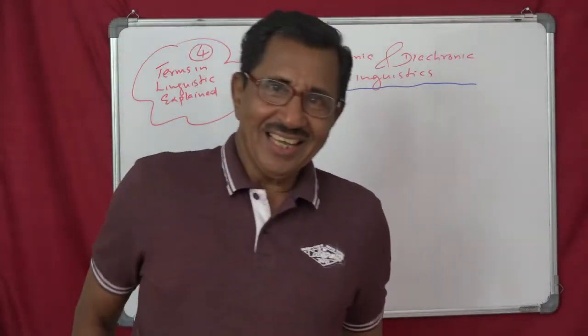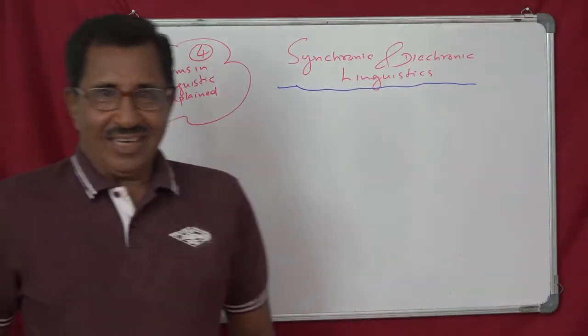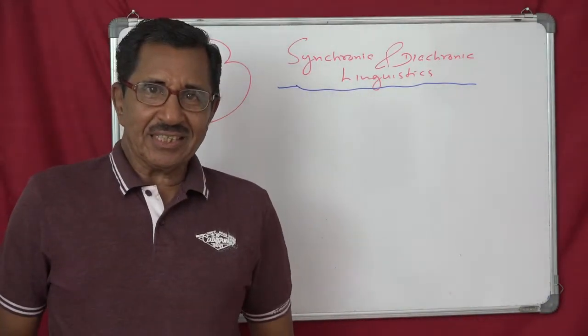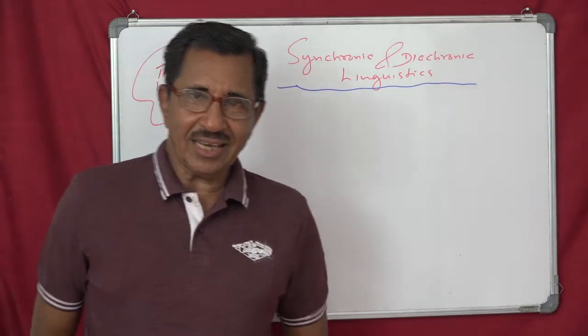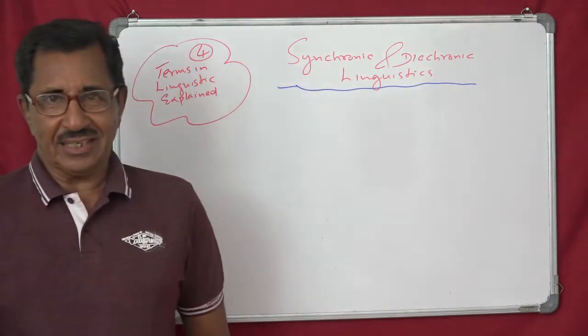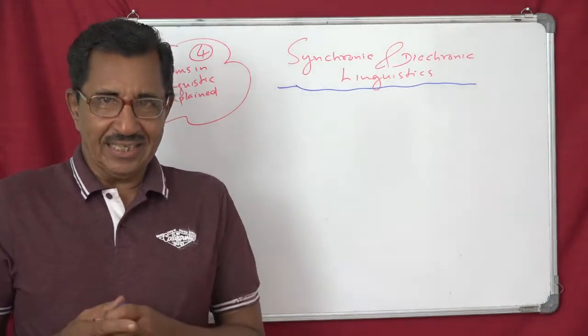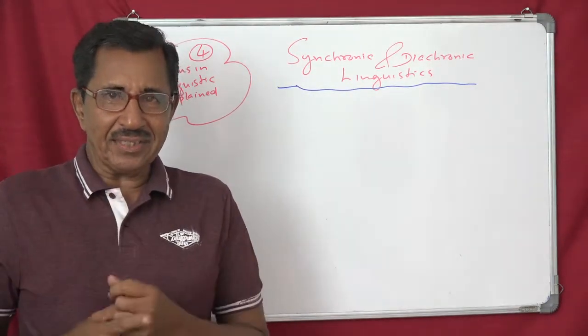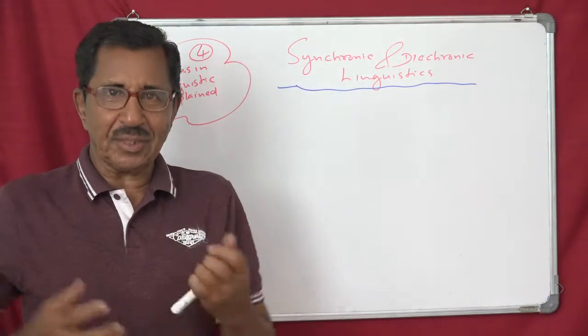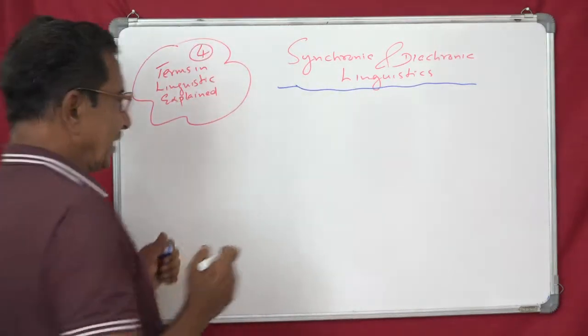Hello friends. So, two more terms in linguistics, synchronic and diachronic linguistics. It is a Saussurean binary. Two temporal dimensions. Temporal is time. Two temporal dimensions. Understand?